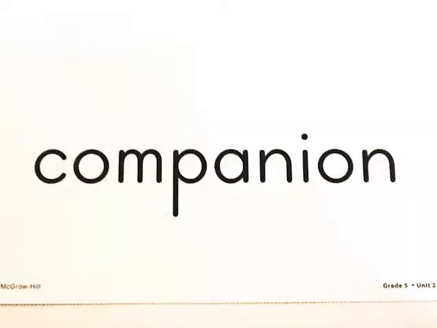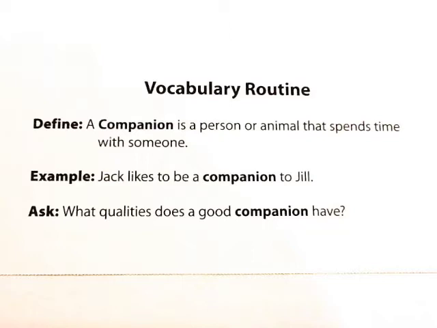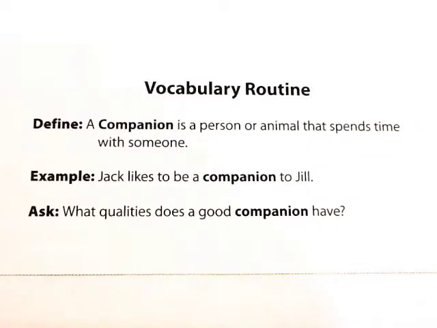All right, word 2 is companion. Companion. Go ahead and pause the video and write the word. Your definition for companion is: a companion is a person or animal that spends time with someone. Isn't that interesting? Your example for companion is: Jack likes to be a companion to Jill as they go up the hill, or just write that kind of thing. All right, go ahead and pause it and write it.